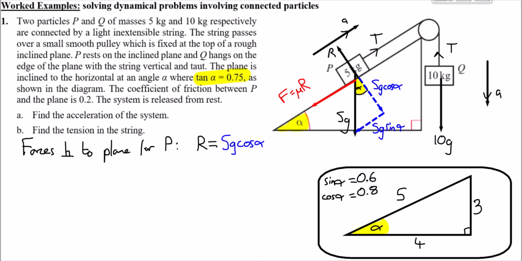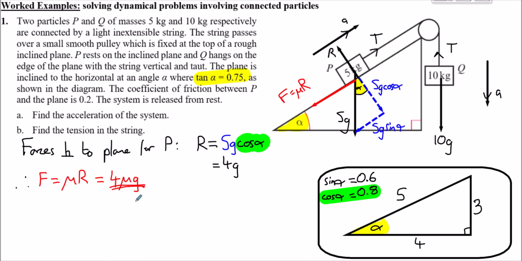However, using the idea from earlier about what cos alpha is, because cos alpha is 0.8, we can do 5g multiplied by 0.8, which just gives us 4g. In fact, if you wanted, you could even sub in g as 9.8 to get the numerical value straight away. That's optional and up to you. So the force of friction, which is mu times R, equals 4g times mu. So that's 4 lots of mu g.